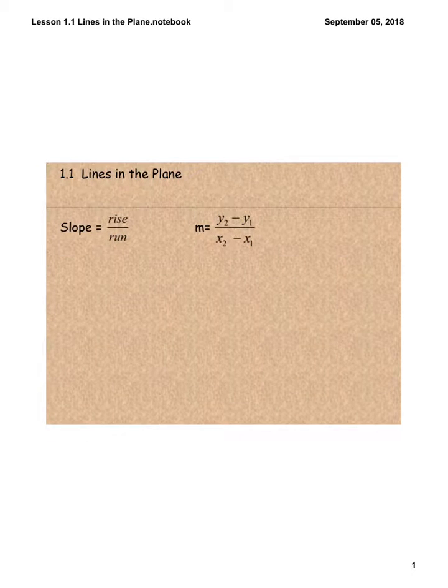Section 1.1, lines in the plane. Here we have the formula for slope, which is rise over run. It's the ratio of vertical change, the rise, to horizontal change, the run, for a non-vertical line. The slope of a non-vertical line passing through the points (x1, y1) and (x2, y2) is m equals y2 minus y1 over x2 minus x1. So the change in y over the change in x.